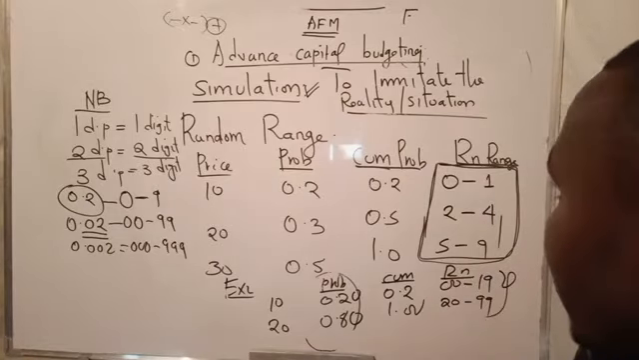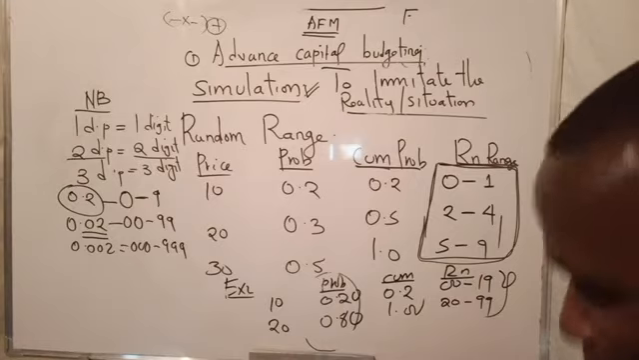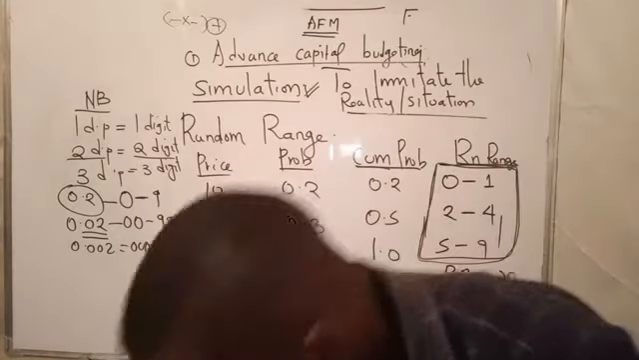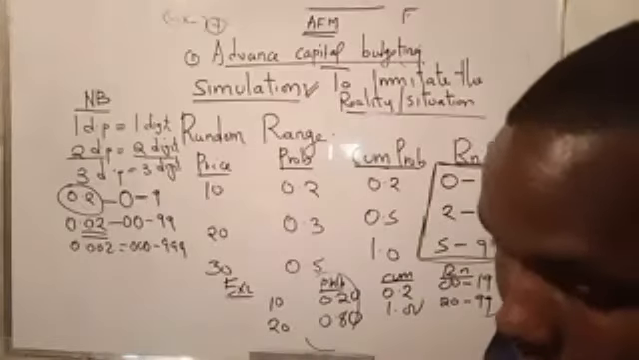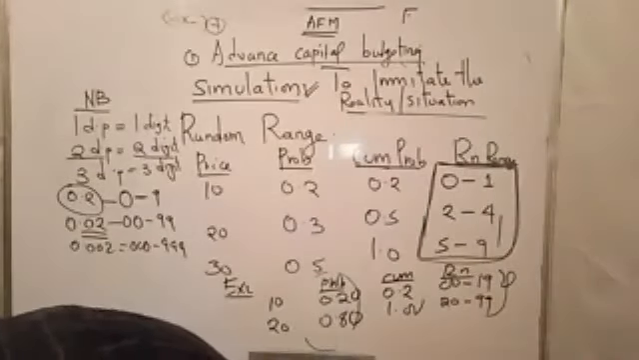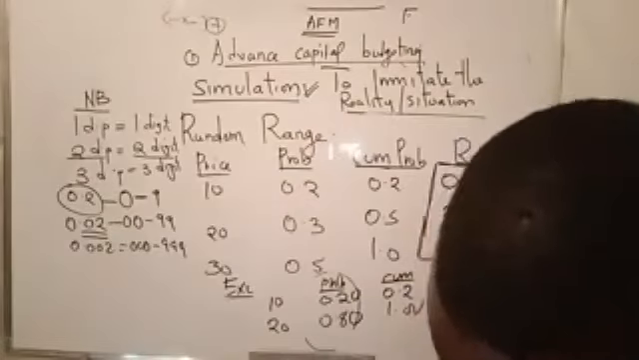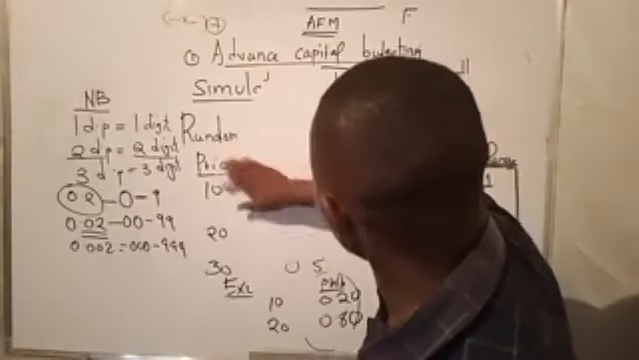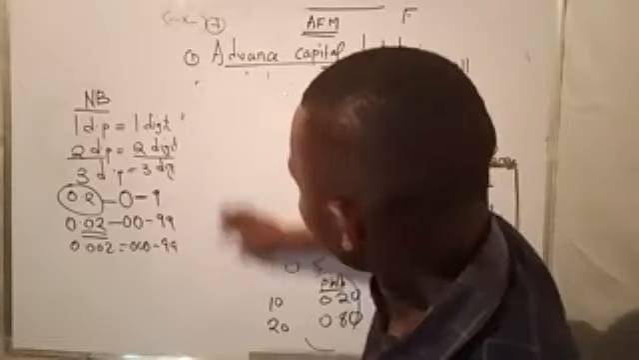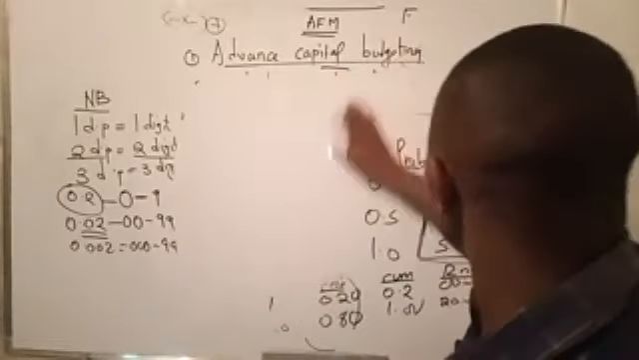So that's good. That's how you get the range. So you can write this illustration. Yeah, this topic AFM is very wide. It's very wide.